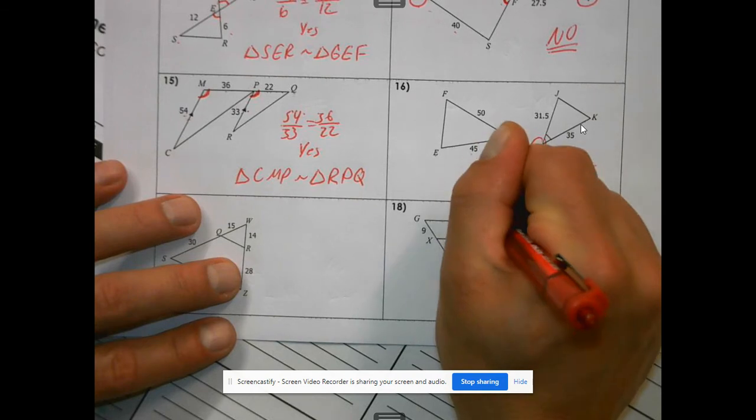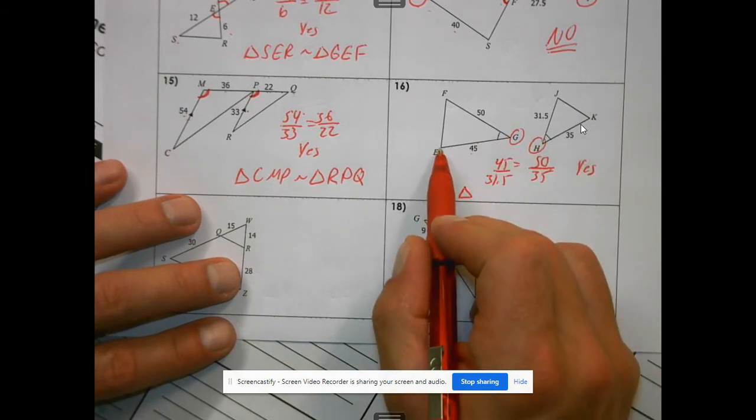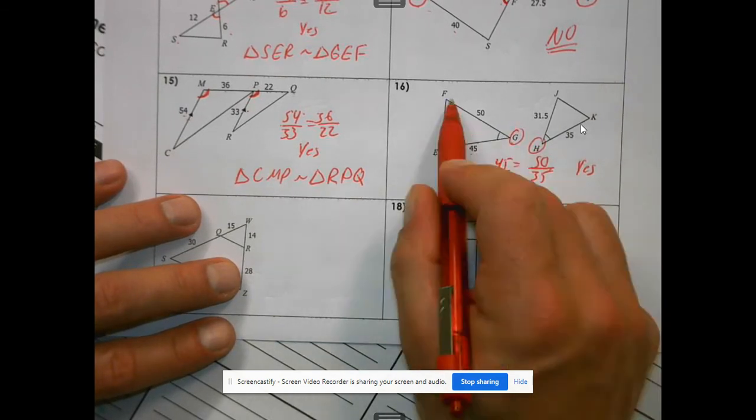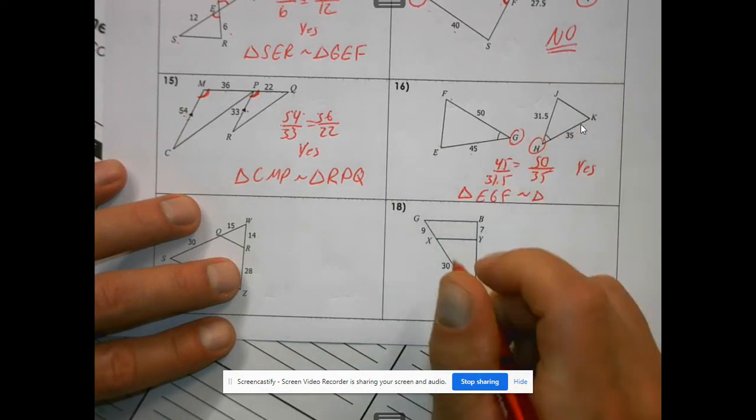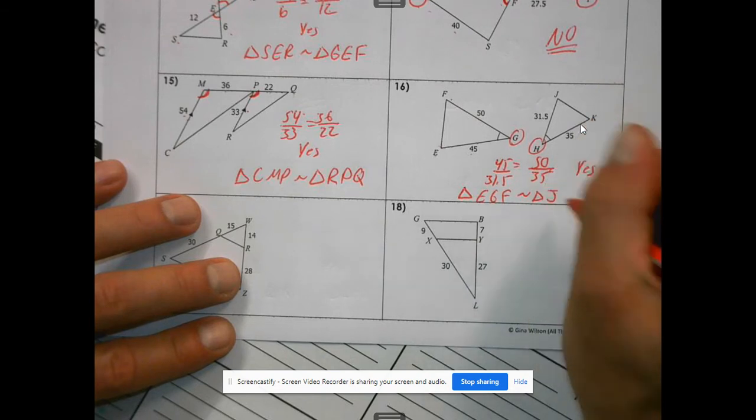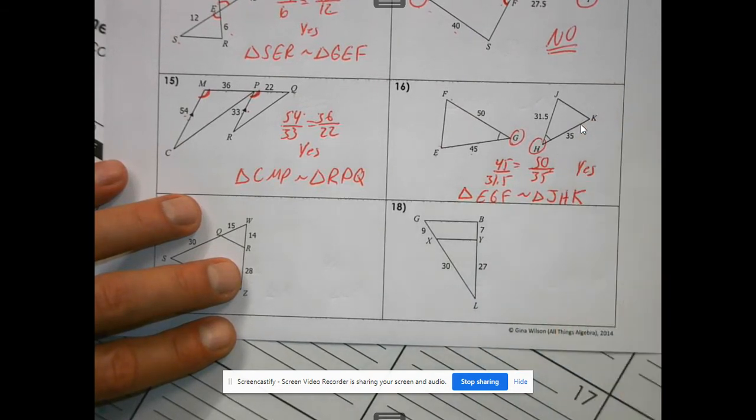So similarity statement. Let's go triangle EGF. E matches with J. G matches with H. And F matches with K.